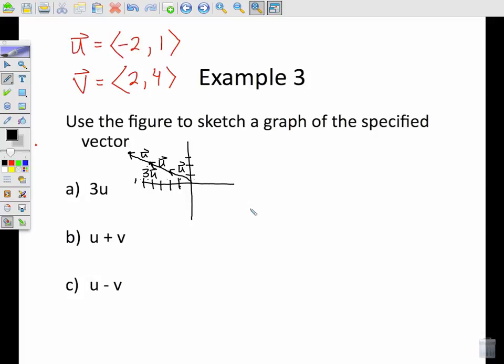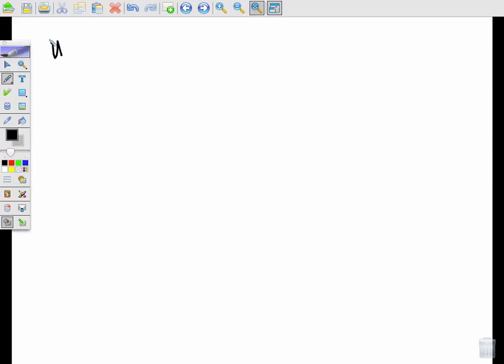All right, now let me show you how we add. And actually, there's 2 ways that you can add vectors together. And that's what we'll look at next. So let's copy over our vectors of u and v. We've got -2, 1 and 2, 4.